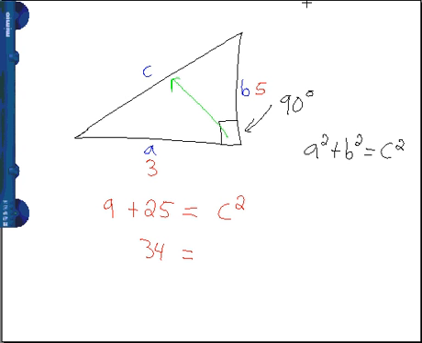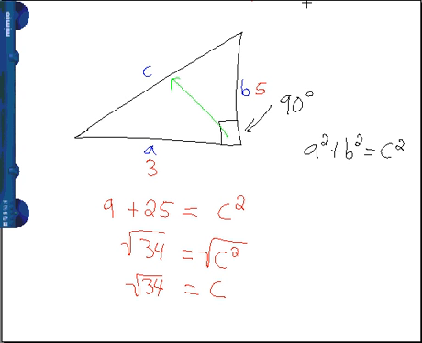So if we take the square root of both sides, we find out that c, the length of side C, is equal to the square root of 34. And you can calculate using a calculator what that number is.